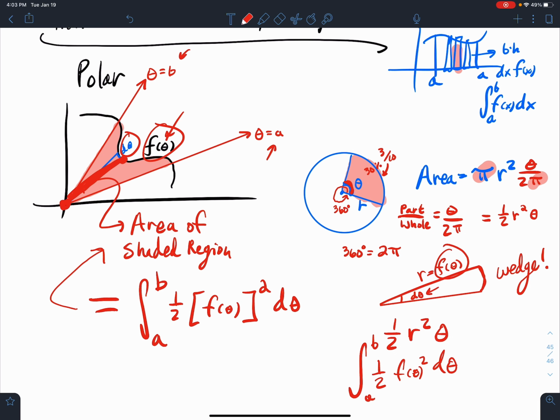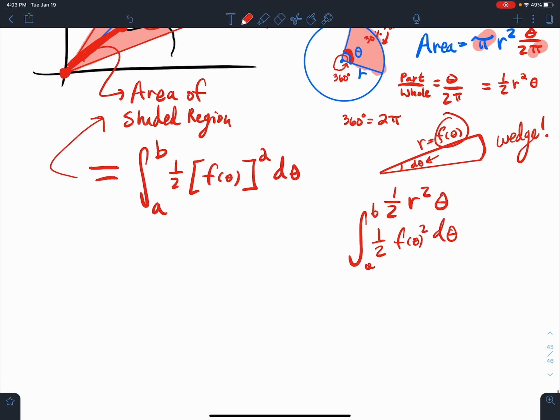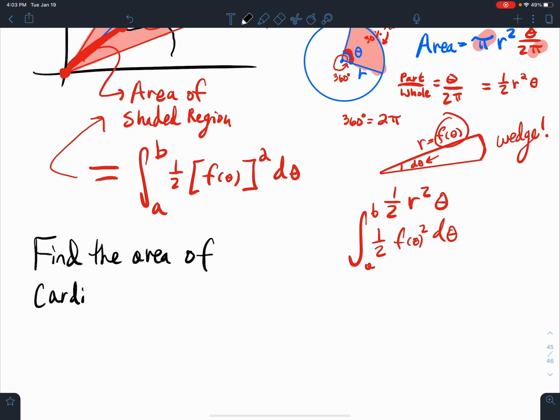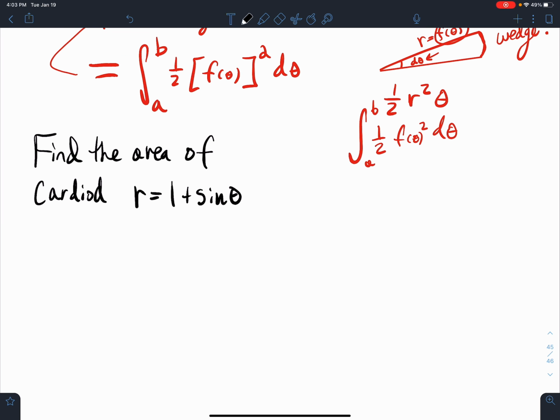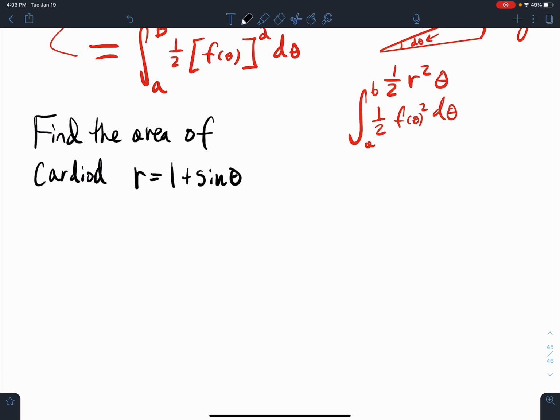Kind of cool. So let's take a problem. I want to find the area of the cardioid r equals 1 plus sine theta. Okay. So cardioid, I'm thinking heart, and what does this look like on a graph?